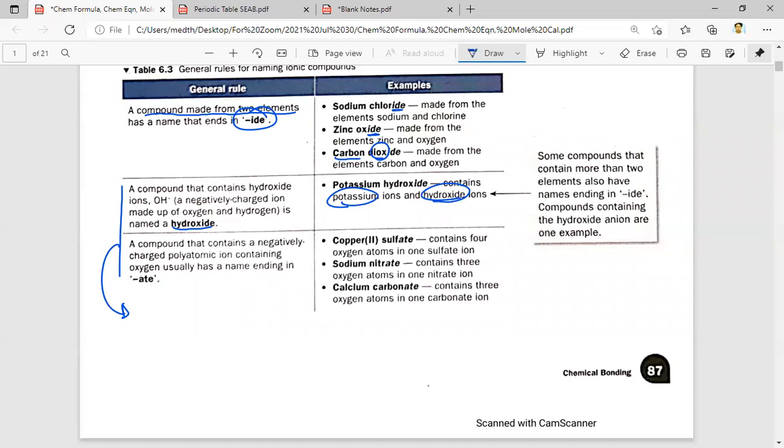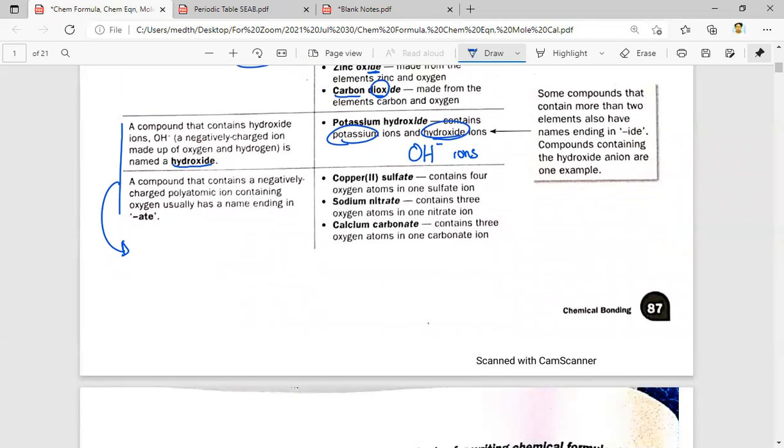What exactly are hydroxide ions? They're OH minus ions. So whenever you see hydroxide, you will need to recall it is OH minus. Next, a compound that contains a negatively charged polyatomic ion. Polyatomic means more than one atom. A compound that contains a negatively charged polyatomic ion containing oxygen usually has a name ending with ATE.